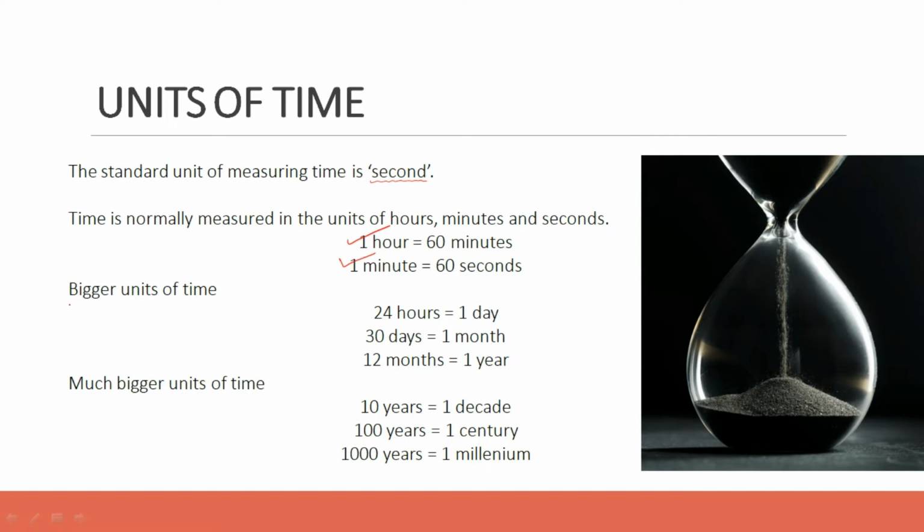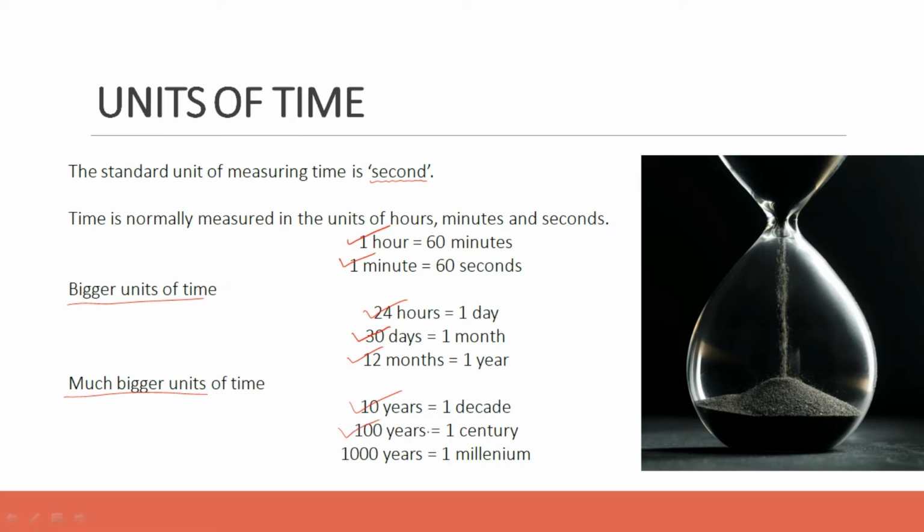There are some bigger units also. These are 24 hours. So 24 hours makes 1 day. Then 30 days makes 1 month, right? And 12 months make a complete year, or 1 year. There are much bigger units also for measuring time. The first one is the time of 10 years. So it is known as 1 decade.